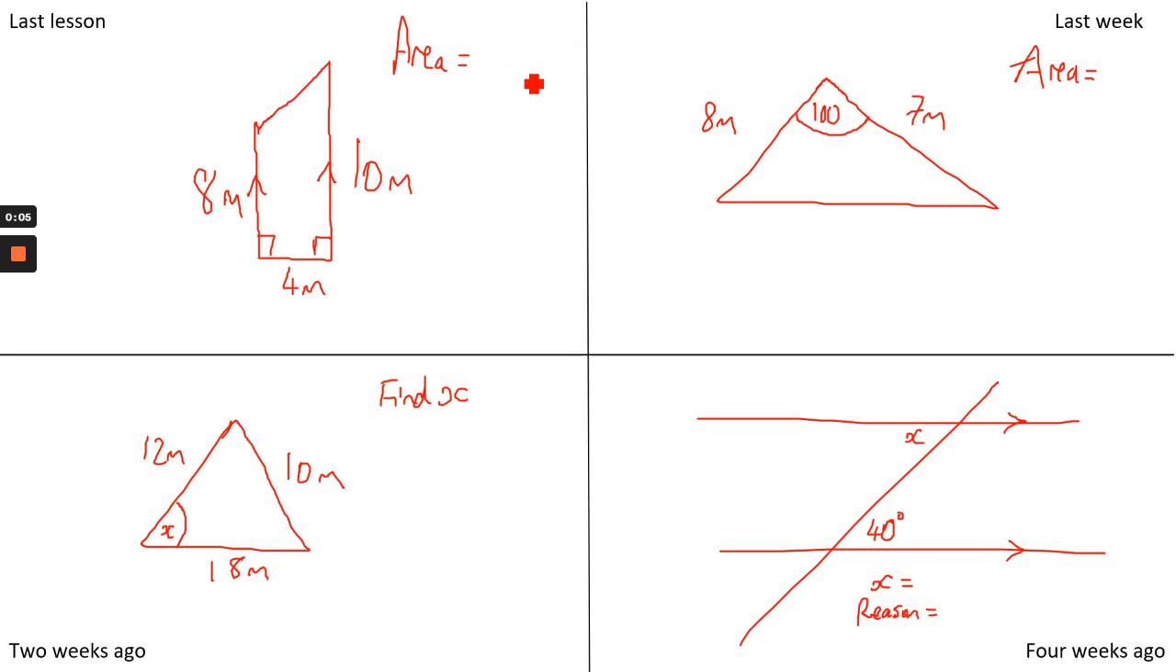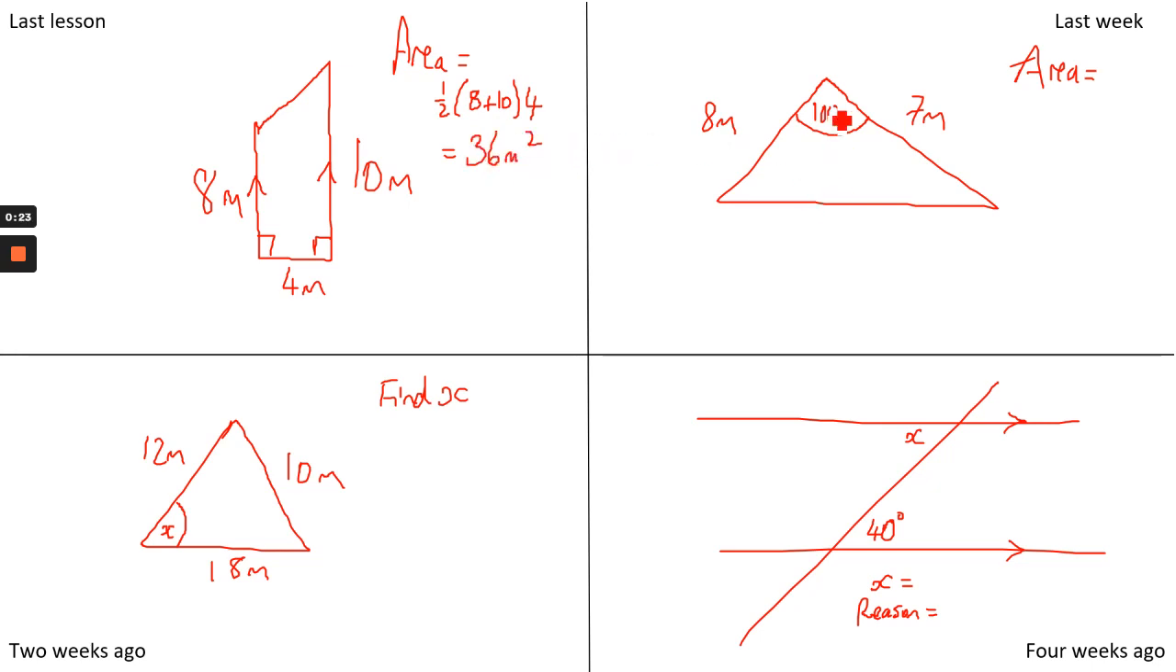Okay, so for the first one, we've got a trapezium. So the formula is going to be half of the parallel sides added together multiplied by the perpendicular height. So we've got 18, half of 18 is 9. 9 times 4 is 36 meters squared.